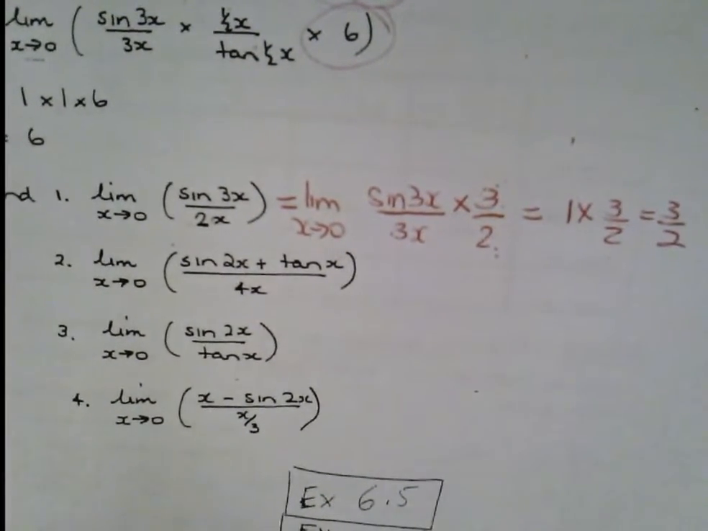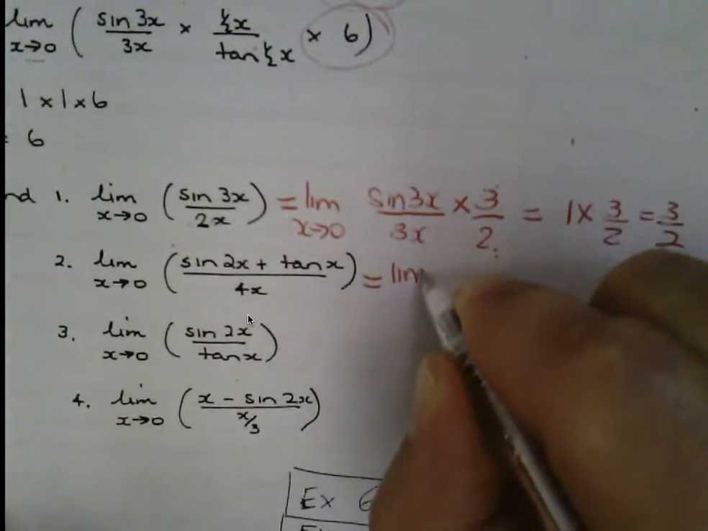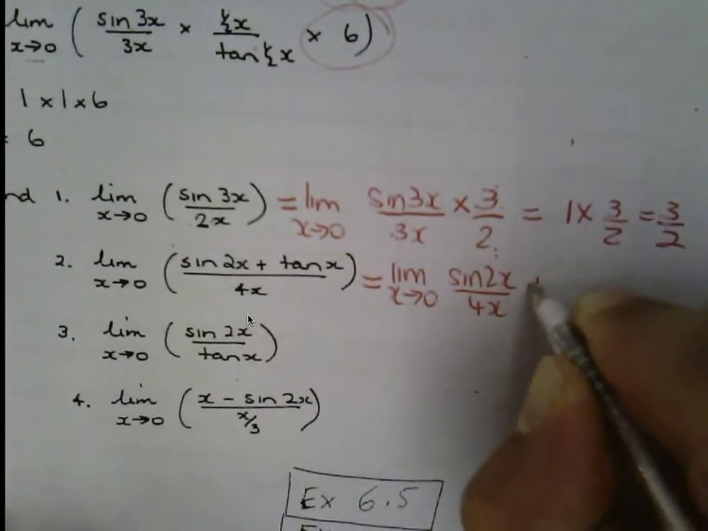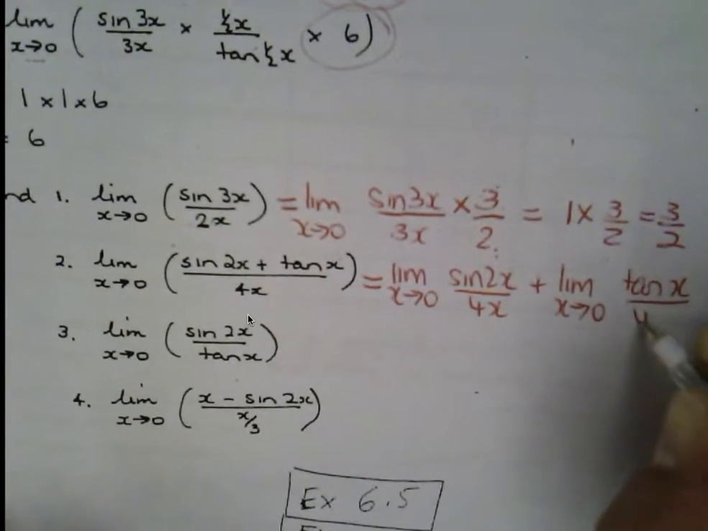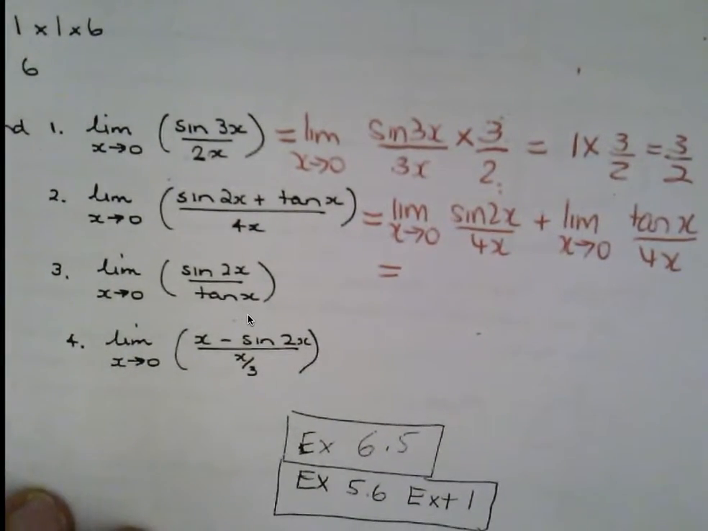What do I do here, girls? It's a common denominator. Before you add fractions with common denominators, it's like I'm doing 1/7 plus 3/7. I separate them. Both of these are over 4x. So I write it as two separate things. The limit as x approaches 0 of sine 2x over 4x plus the limit as x approaches 0 of tan x over 4x. You then do each of those separately. Do you understand what you need to do now?